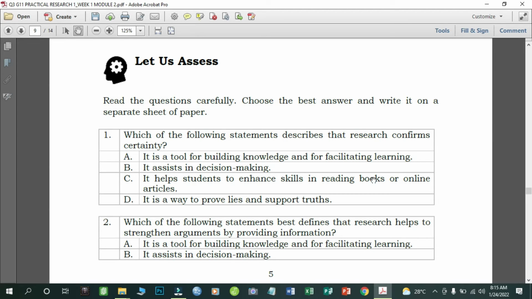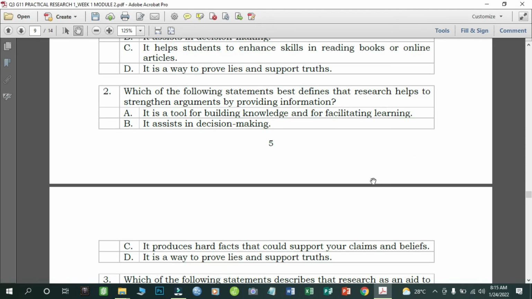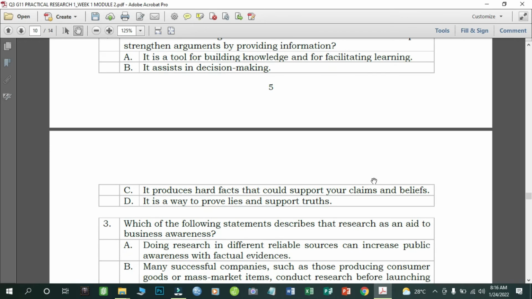Which of the following statements best defines that research helps to strengthen arguments by providing information? A, it's a tool for building knowledge and for facilitating learning. B, it assists in decision making. C, it produces hard facts that could support your claims and beliefs. D, it's a way to prove lies and support truths.